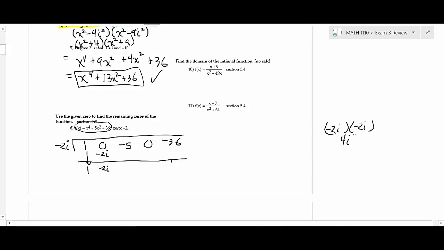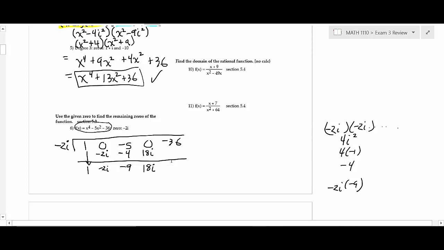So that's 4i squared, but what is 4i squared? Negative 4, right? Okay, you can do that in your head. So that's going to be a negative 4 there. Okay, and then you're going to just go back through the same thing. Add the column, that's negative 9. Now multiply negative 2i times negative 9. So that's going to give you positive 18i. Okay, add the column, that's 18i.